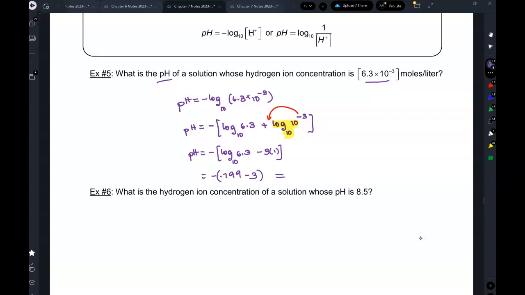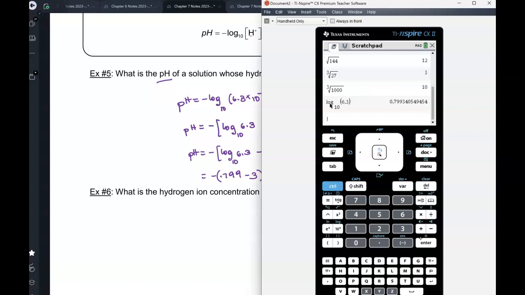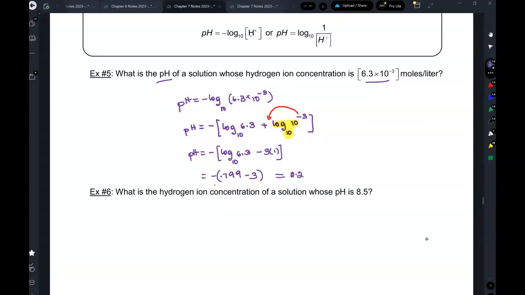Okay, so when you plug all that in, let's do all that in one shot. So we're going to do negative in parentheses, this, minus 3. So you get 2.2. Okay, so the pH is 2.2, and that's pretty acidic, actually.